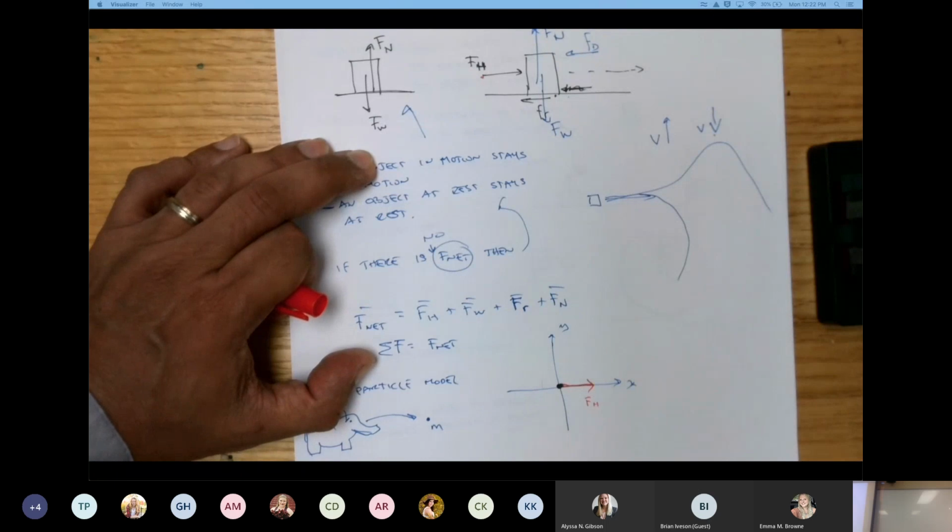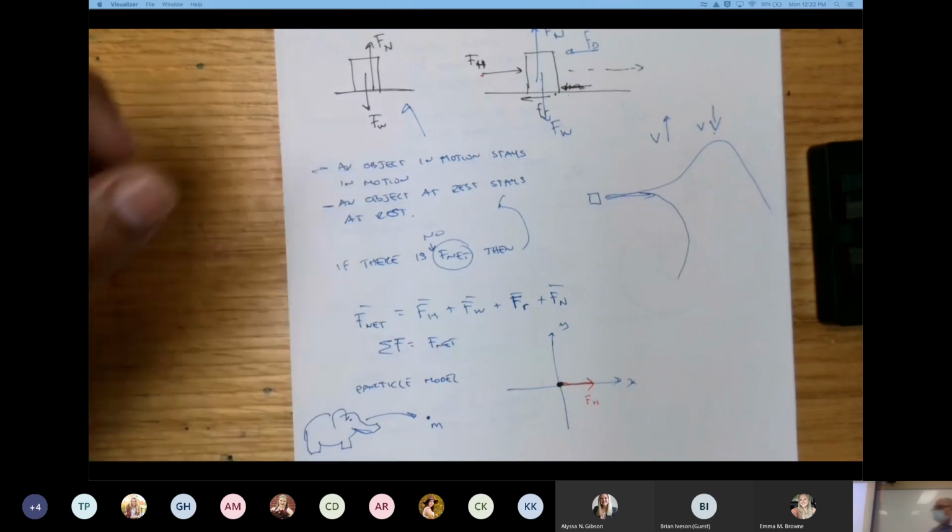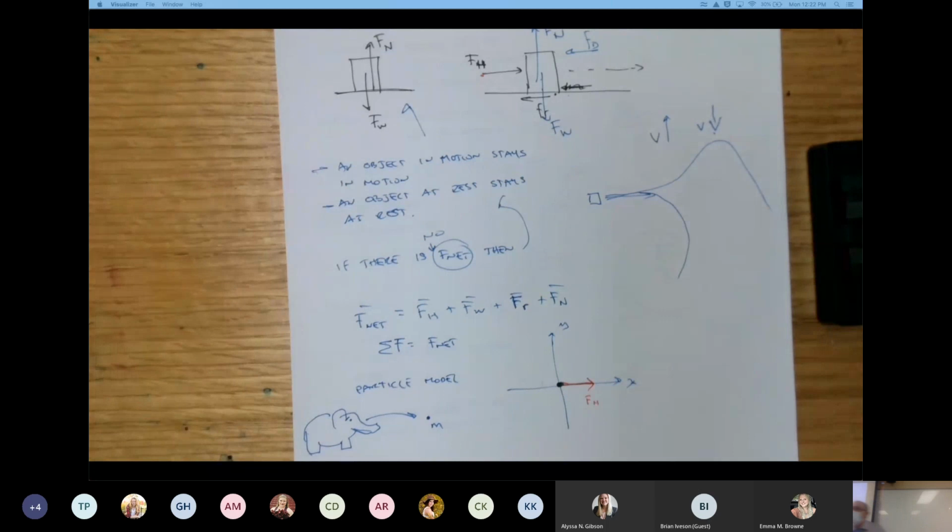Yes. Can you just move the physics book down? Oh. Thank you.